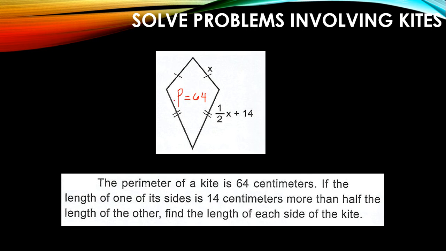So what we are looking for is the sides: this side, this side, this side, and this side. Let's go back to the properties of a kite, that the consecutive sides of the kite are congruent. So this side and this side are congruent to each other. Then this side and this side are also congruent to each other.